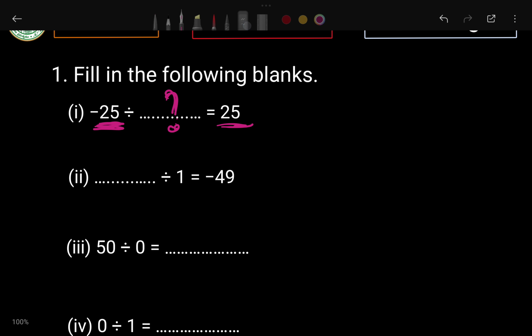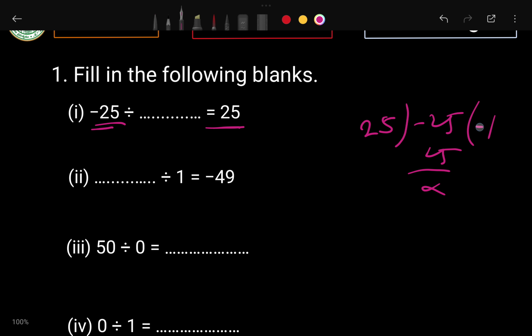This is a very simple way to find it. Whenever you get confused, just divide one by the other. Let's suppose you divide 25 by minus 25. 25 ones are 25, and the sign is minus, so put minus 1 here. This is always clear: minus 1 is our answer. So I can write this clearly: minus 1 is our answer. The first question is clear.